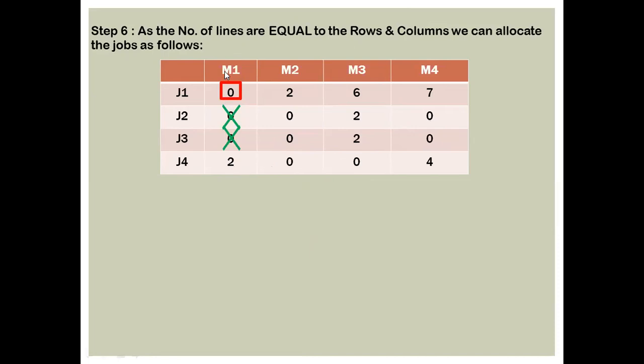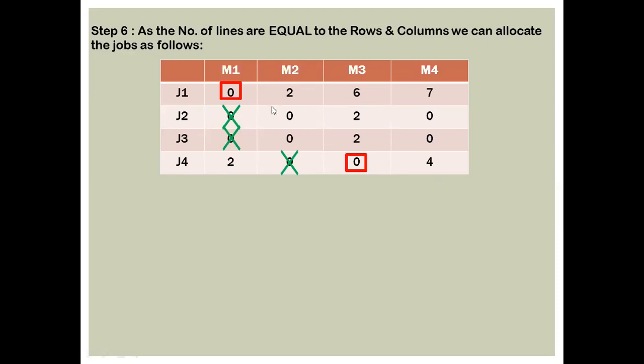Now we can move to the columns. In the first column, there's already an allocation done. In the second column, there are three zeros. For the time being, I will not do any allocation in that particular column. In the third column, you can see there is a single zero. So I will assign that zero a job. And simultaneously, I will cancel the zero in that particular row. In the last column, you have two zeros, so we'll not give any assignment to it right now.